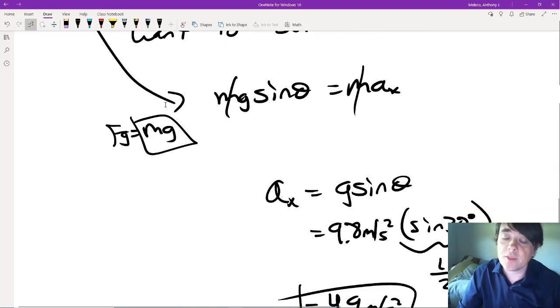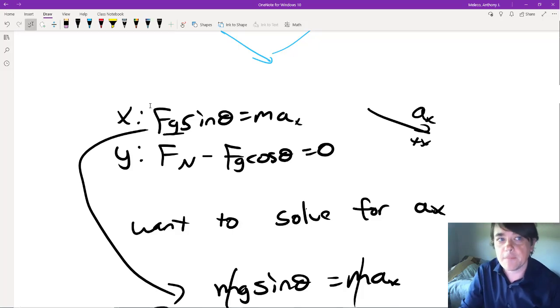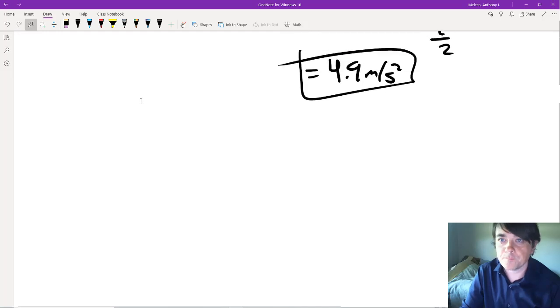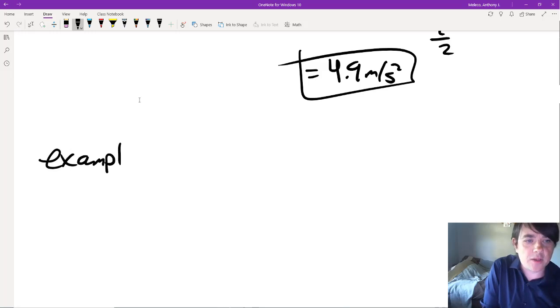You could do this problem without a tilted coordinate system, but then you're going to have this acceleration, which is a vector. You have to create components of that. So keep that in mind. Okay. So that's kind of one example with an inclined plane that you can do. So let's do another one.